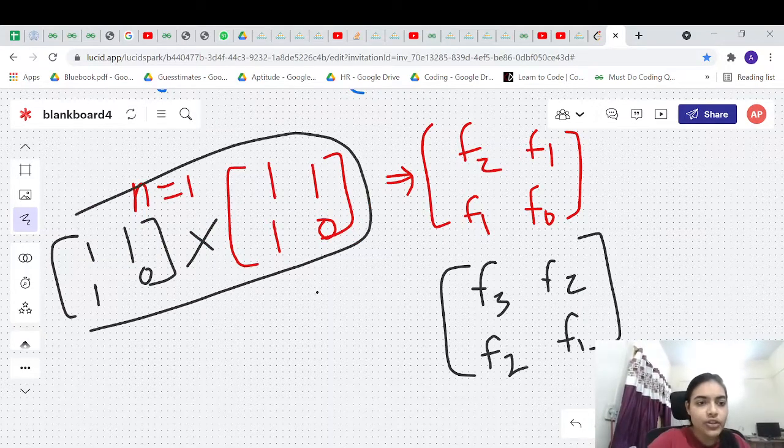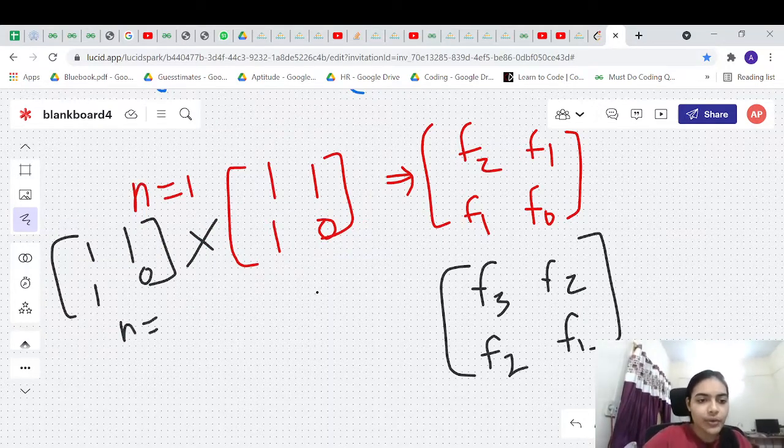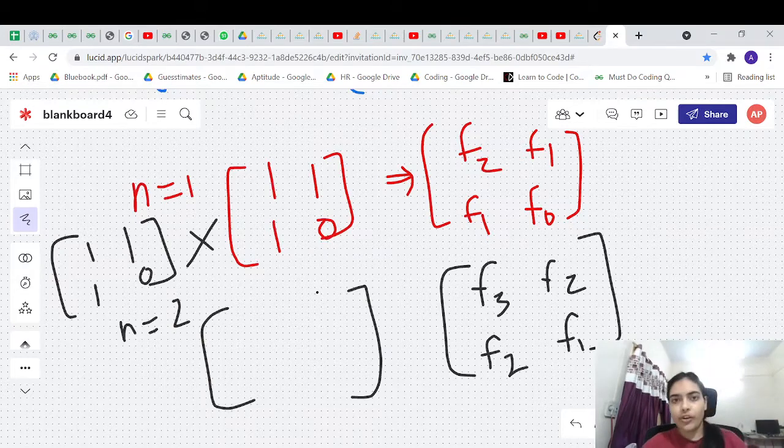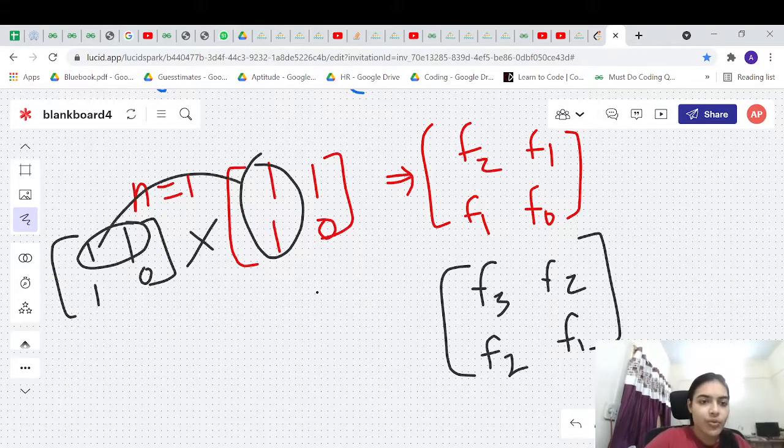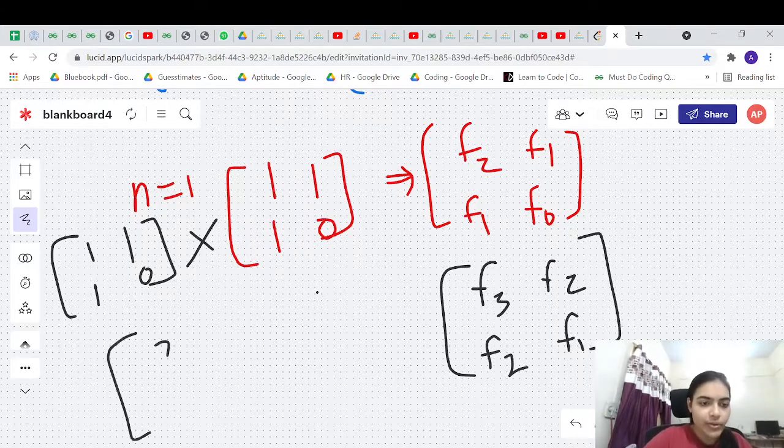If I multiply these two matrices, I will get the matrix for n equal to 2. Okay, let us see the beauty of this problem now. Just multiply these two matrices. Just multiply. What is this? 1 plus 1. This is 2, right? First value will be 2.